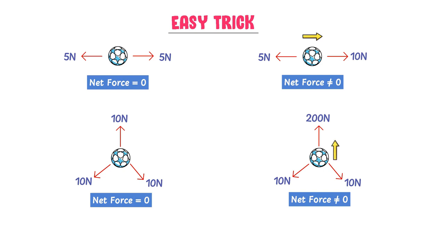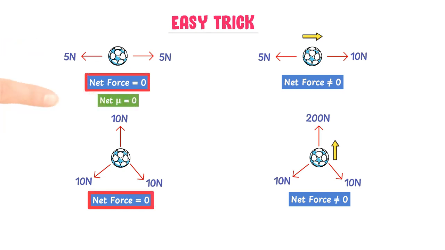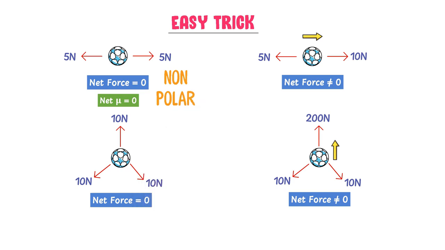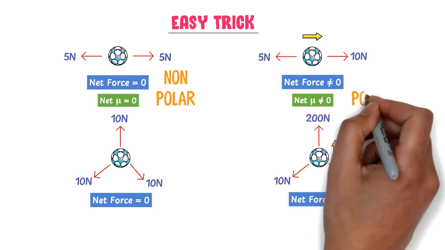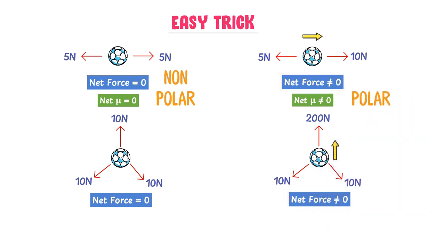So using this trick, we can easily calculate the dipole moment of any molecule. For example, if net force is 0, net dipole moment is 0, and the molecule is a non-polar molecule. If net force is not 0, dipole moment is not 0, and the molecule is a polar molecule. But how can we use this trick? Well, it is very simple.